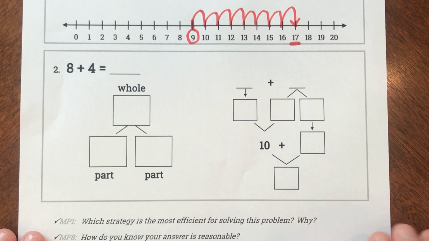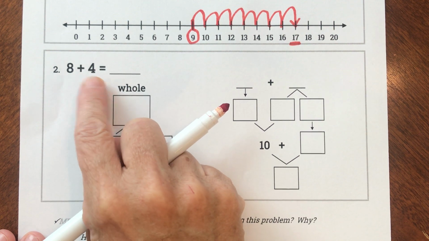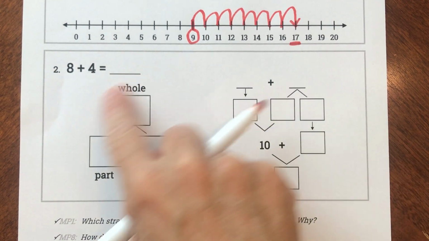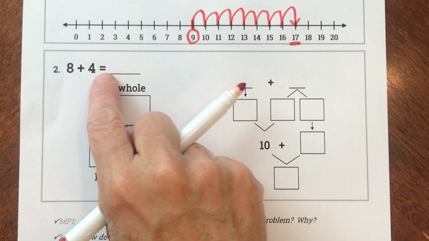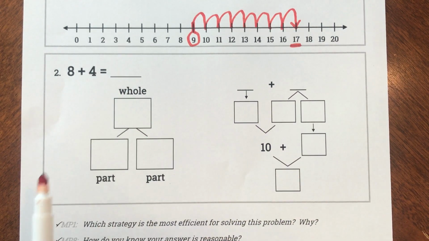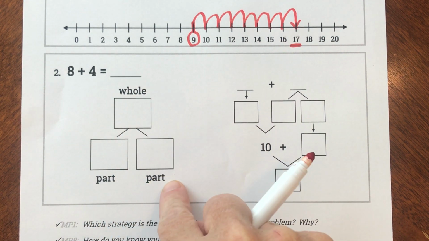This one, my expression or equation is 8 plus 4. Now, they're not asking me to do the doubles plus one because they're not consecutive. They're not in order. So they're asking me to do the count on strategy.